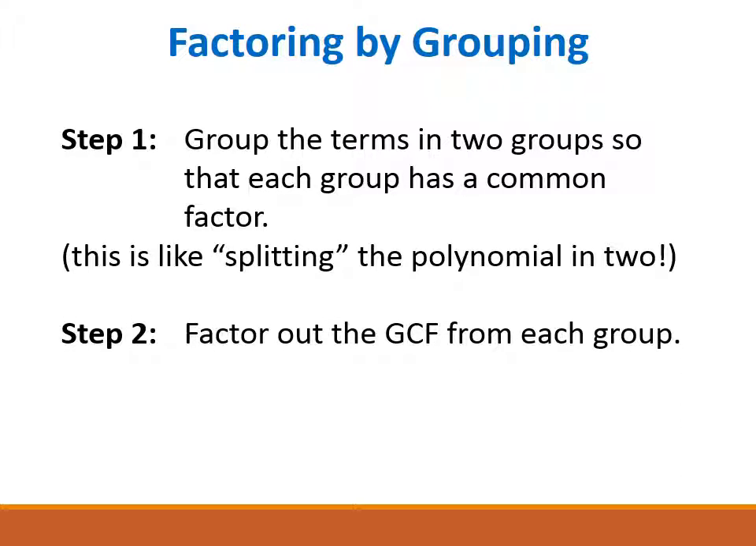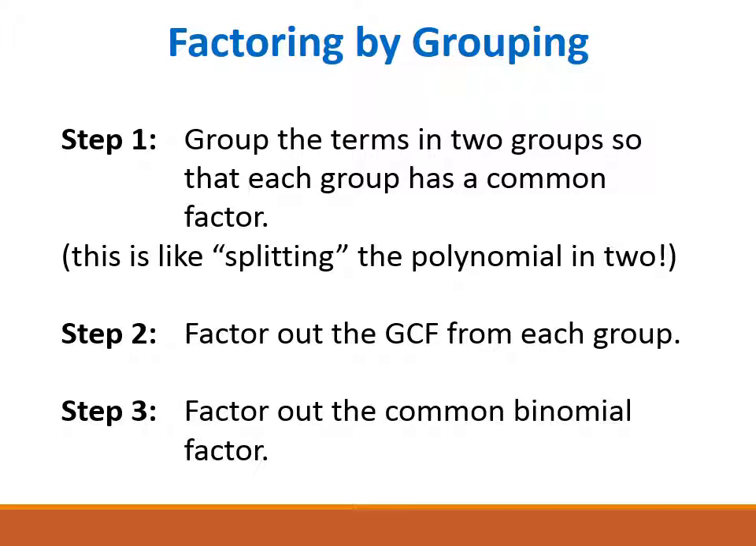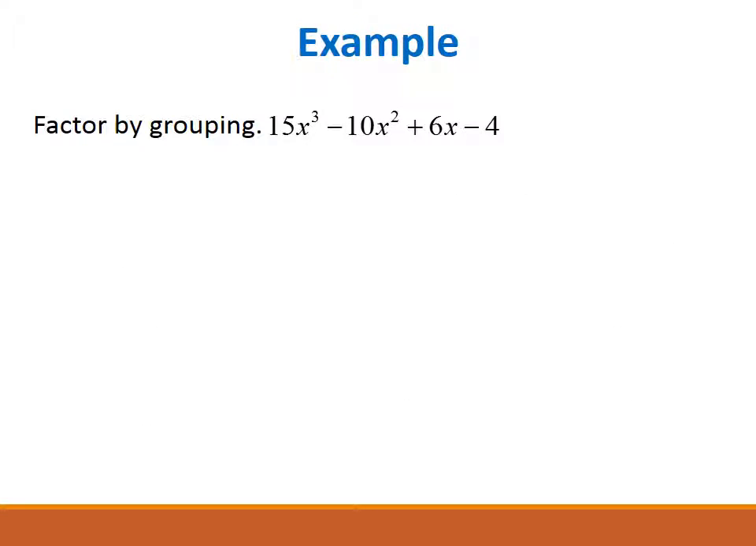Next, you will factor out the GCF from each half of the polynomial. Last, you will factor out the common binomial factor. Let's take a look at this example. If we split this polynomial down the middle, it virtually creates two groups, a front and a back group.